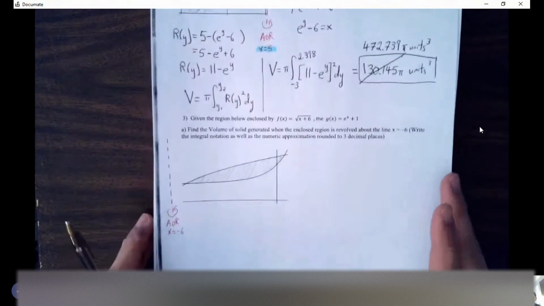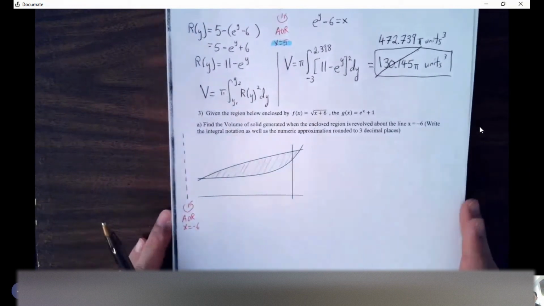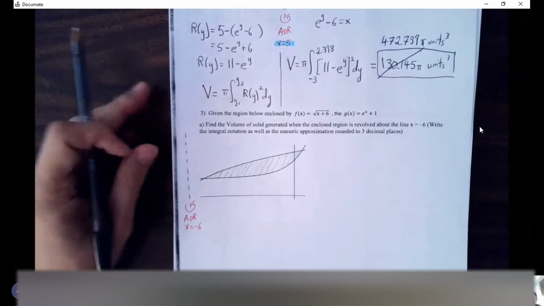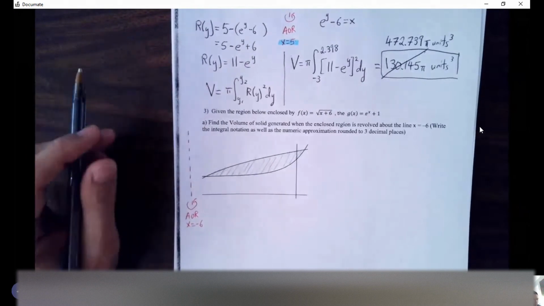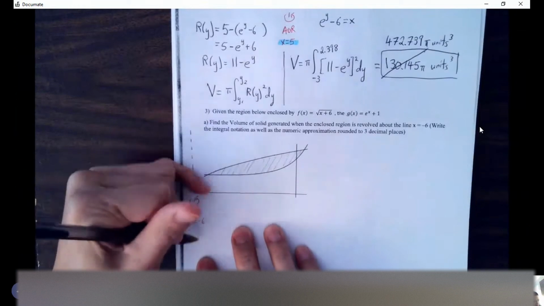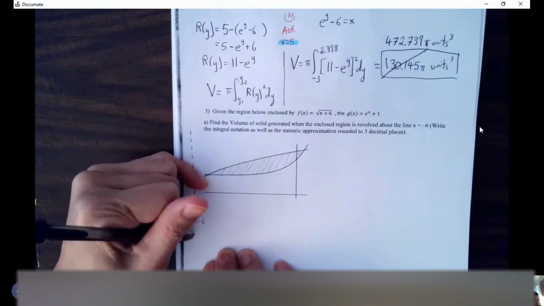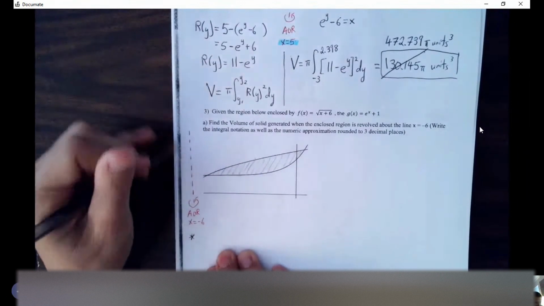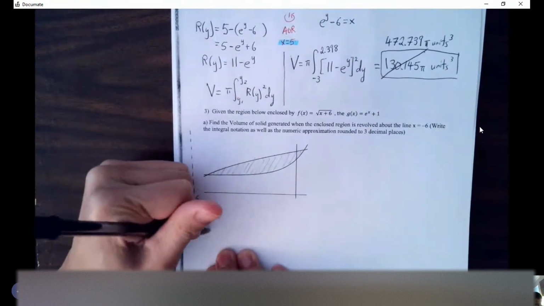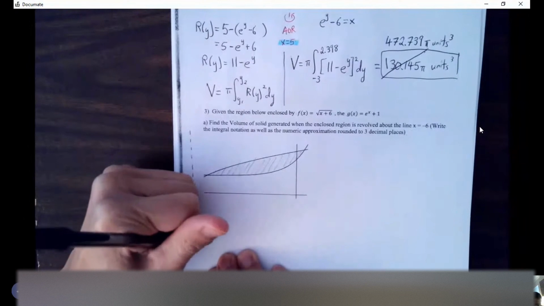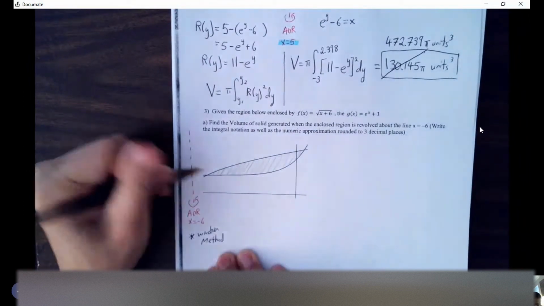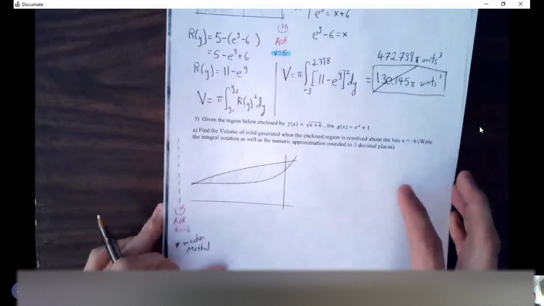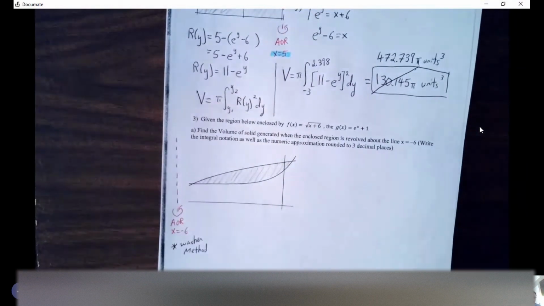Okay, number three. Rotating around a vertical line here. What is this going to be, disc or washer method? Washer. Yeah, there's all that gap, right? There's no flat surface here to line up against. So we got to extend this horizontally, right? So we're looking at horizontal radius.